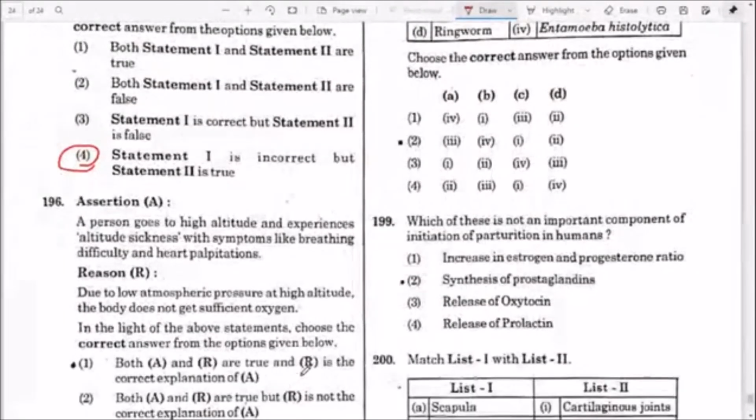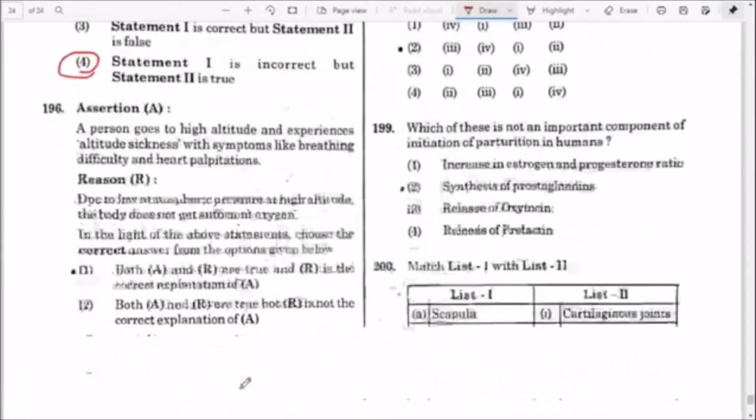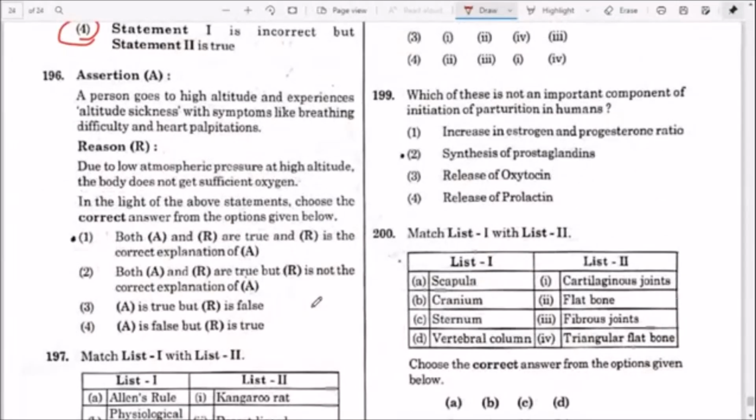Assertion: A person goes to high altitude and experiences altitude sickness with symptoms like breathing difficulty and heart palpitations. Yes, it is true. Reason: due to low atmospheric pressure at high altitude, the body does not get sufficient oxygen. The reasoning is also good. In the light of the above statements, choose the correct answer from the options given below. Both A and R are true, and R is the correct explanation of A. Yes, option 1 is the correct option.